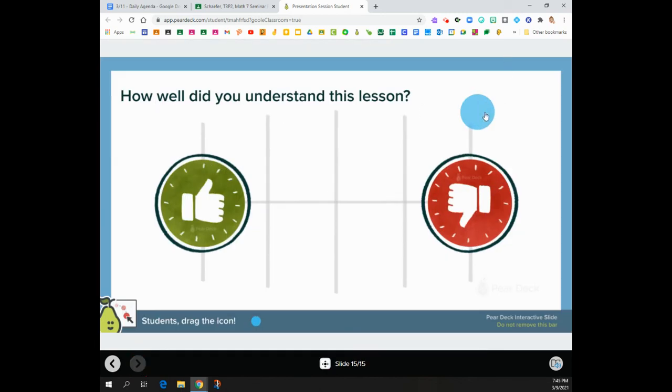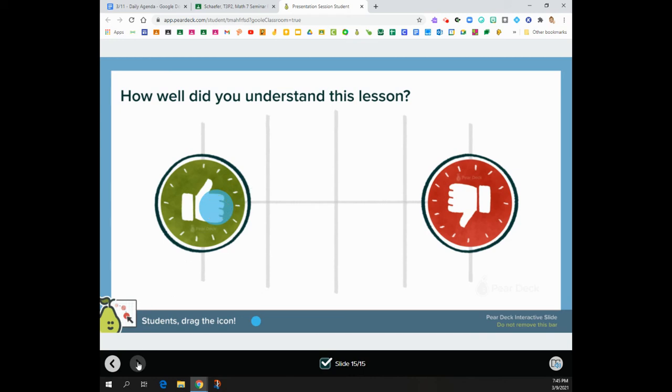So how well did you understand this lesson? If you're like, yep, I've got it all. I understand the patterns. I understand how to jump on the number lines. You could be here at the green. If you're like, this was terrible. I have no idea how to do any of these problems. You could be at the red. And you could be somewhere along the spectrum in between. Maybe you've got most of it, but you're struggling maybe with a few of the number lines when you have different size jumps going on or something like that. So let me know kind of where you are.